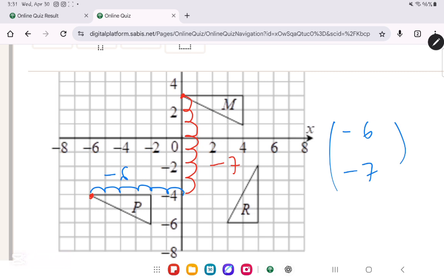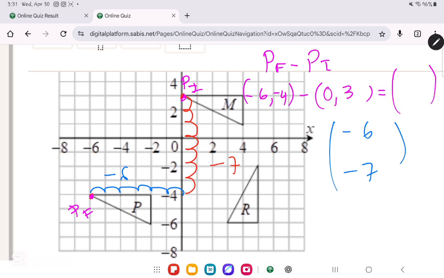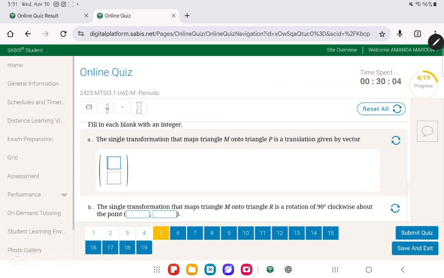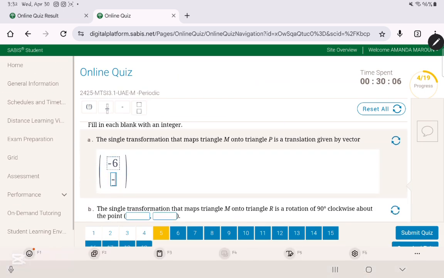Another way to do it is to take the point final minus the point initial. You choose this point over here, which is our point initial, and this point over here is our point final. So if you take the point final, whose coordinates are minus 6, minus 4, and you subtract from it the point initial, which is 0, 3, okay? Then if you put it in vector format, you are going to get minus 6, minus 7. Either way, it's going to be the same answer, which is minus 6, minus 7.